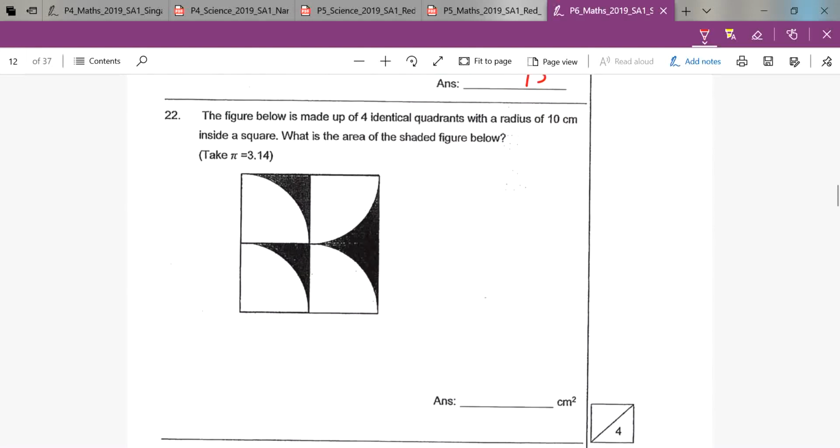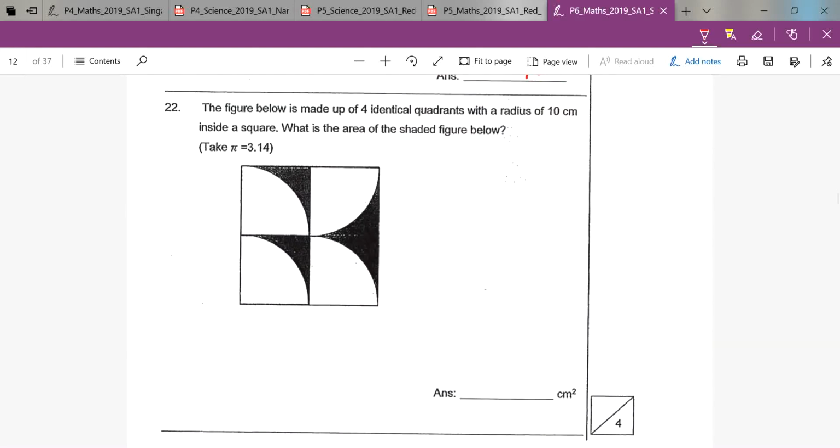Question 22. The figure below is made up of 4 identical quadrants with a radius of 10 cm inside a square. What is the area of the shaded figure below? As you can see, I think we can all agree that this quadrant is the same as this quadrant, is the same as this quadrant, is the same as this quadrant. And therefore, this shaded area here is the same as this shaded area here, is the same as this one, which is the same as this shaded area here. So we can just look at one of them now.